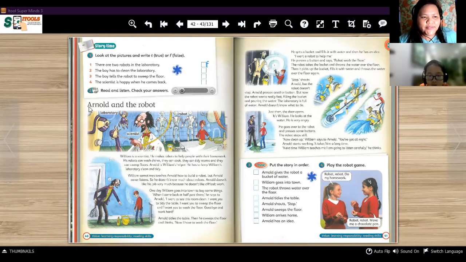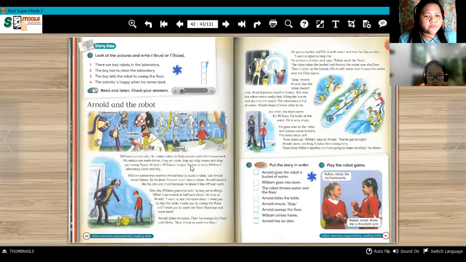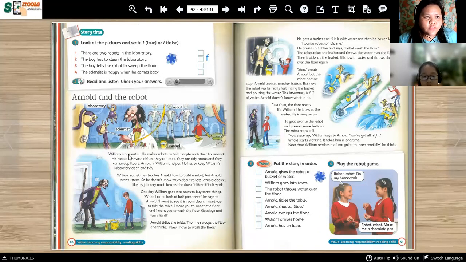Việt Tú, read the title. Arnold and the Robot. Kindly read, Việt Tú. Read Arnold and the Robot. Arnold and the Robot. Okay, let's read. William is a scientist. Okay. Continue.